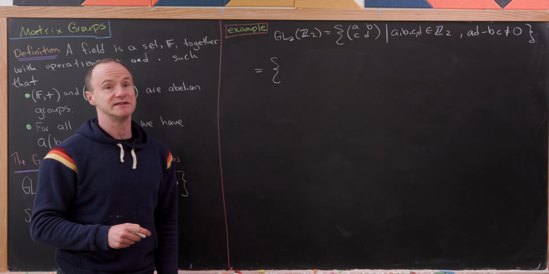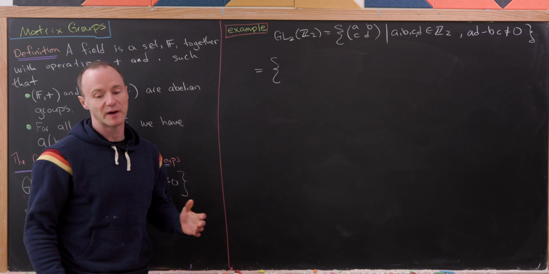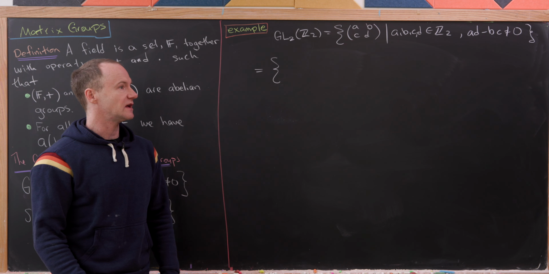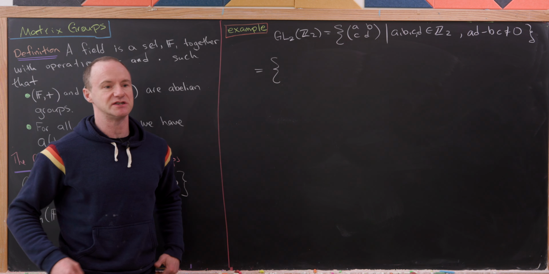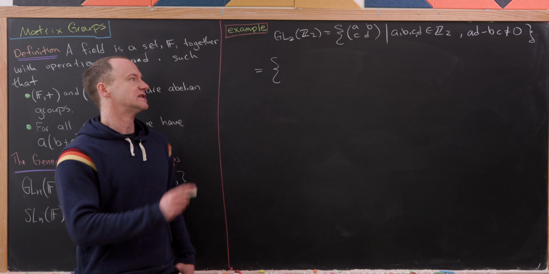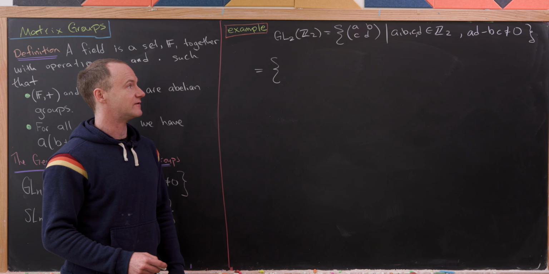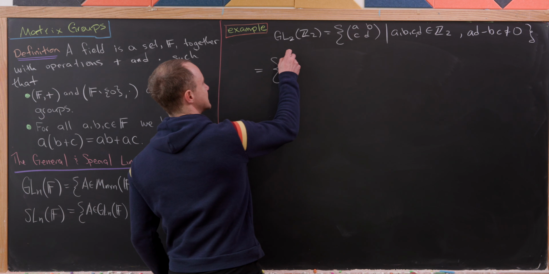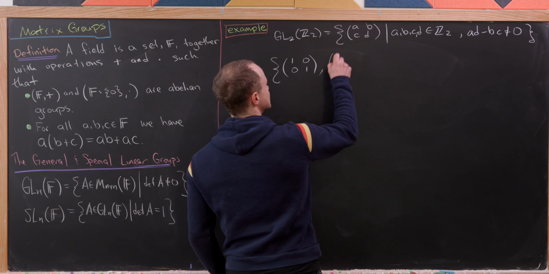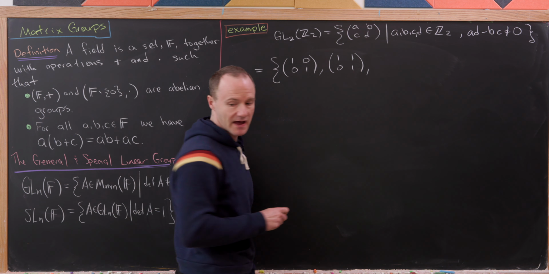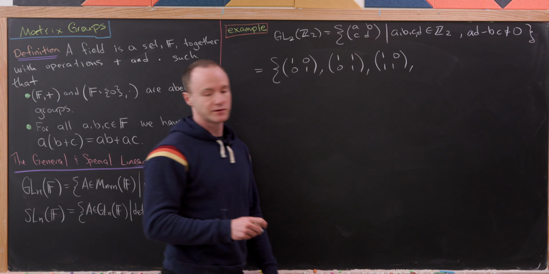The fact that we're in Z_2 means we only have elements 0 and 1 for the entries, and we've got 2 by 2 matrices here. So if we were able to let a, b, c, or d be anything from Z_2, we would have 16 elements. But since the determinant is non-zero, we'll have fewer elements. Okay, so let's get these written down. First, we've got the identity matrix. Next, we've got the matrix 1, 1, 0, 1. I'm going to read these row-wise. Next, the matrix 1, 0, 1, 1. So there are 3 matrices.